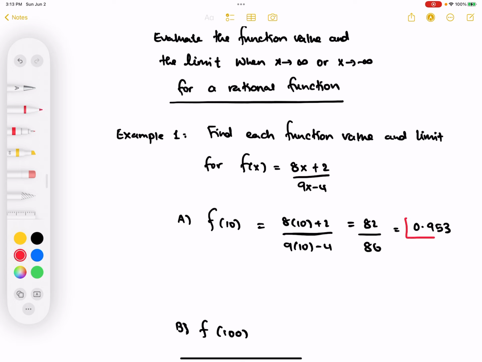Most of the questions on MyMathLab just ask you to write the answer to the thousandths place. This means 3 decimal places.